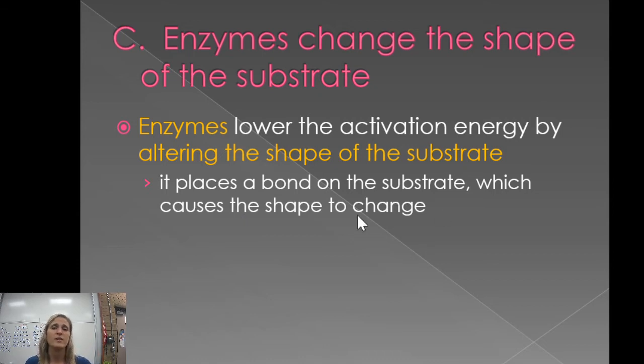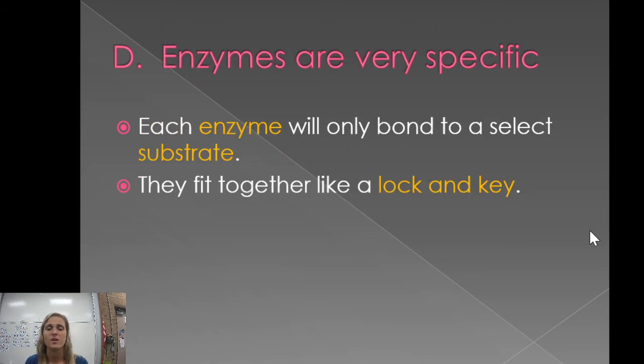So enzymes lower the activation energy by changing the shape of the substrate. So basically when an enzyme attaches to the substrate, it's altering the shape of that thing. If the shape of the substrate was originally here, the enzyme is going to come in, change the shape, and makes a bond which causes the shape to change.